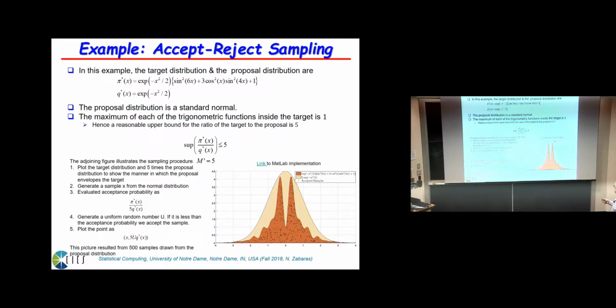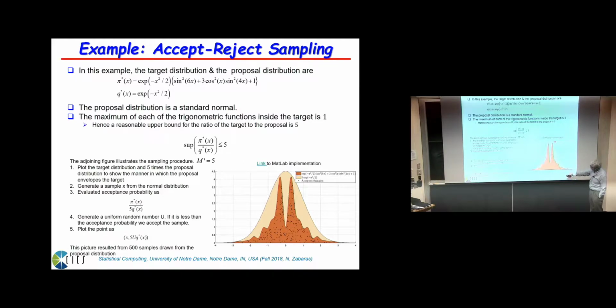Okay, but to do that, I'm going to have to find the constant m so that this inequality is true. And it's easy to find this constant because you notice the sine and the cosine are less than 1, so you have 1 plus 3 plus 1, 5. So the constant is 5, all right? So this is my m prime times q.